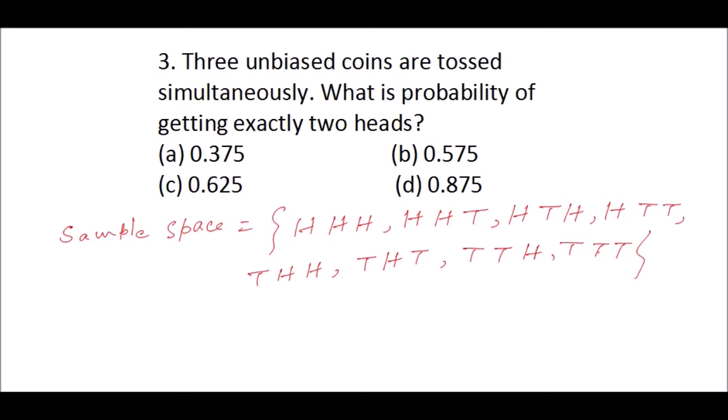What are the favorable cases? For the favorable outcomes, we should get exactly 2 heads. Therefore you can look at that. I underline: this is the first case, this is the second case, this is the third case, and no more. Therefore our probability is the total number of favorable outcomes divided by the total number of elements in the sample space, and that is equal to 0.375. Therefore option A is the correct option.